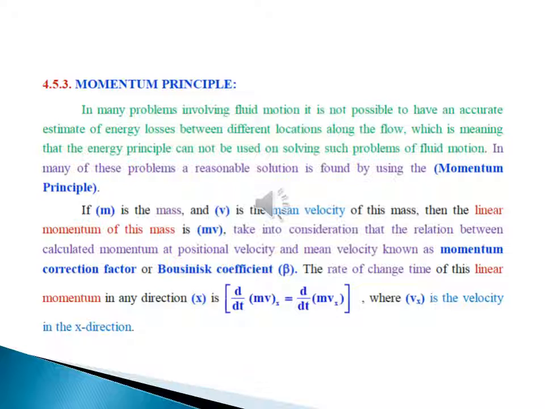If m is the mass and v is the mean velocity of this mass, then the linear momentum of this mass is m multiplied by v. Take into consideration that the relation between the calculated momentum at actual velocity and mean velocity is known as the momentum correction factor or Boussinesq coefficient.